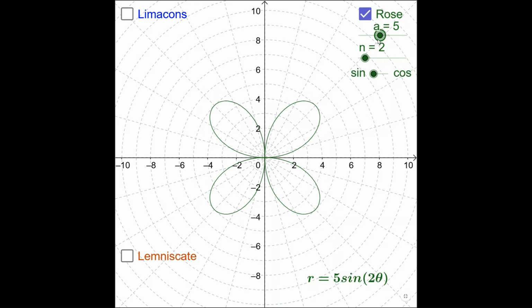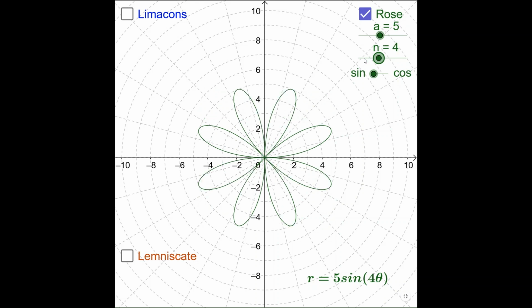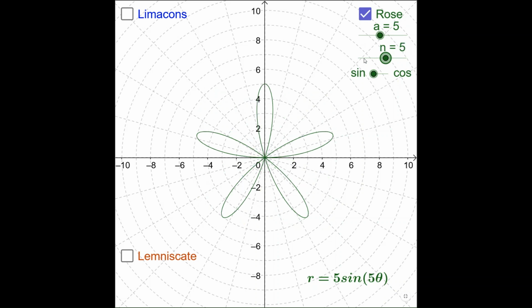So what about the n? So right now n is 2, and we have 4 petals. So let's go through some different values for n and see what we get. So if n is 2, we have 4 petals. If n is 3, we actually only have 3 petals. If n is 4, it turns out we have 8 petals. If n is 5, we have 5 petals.